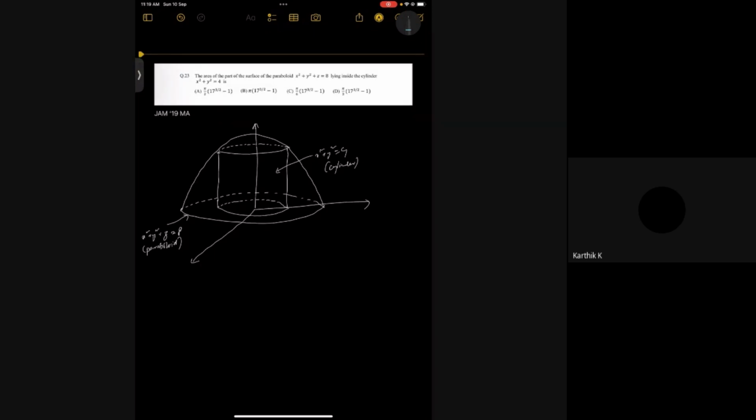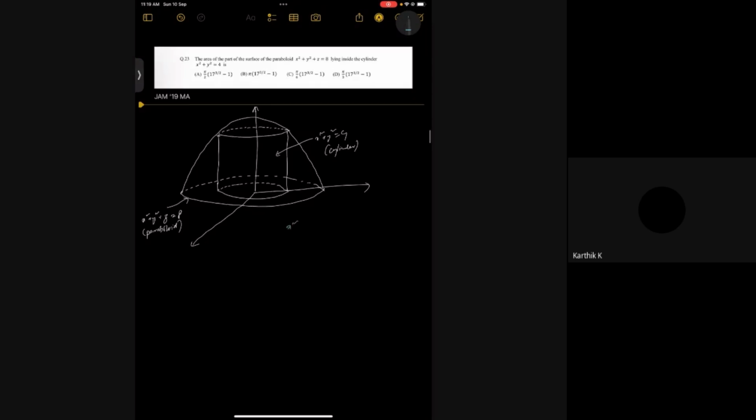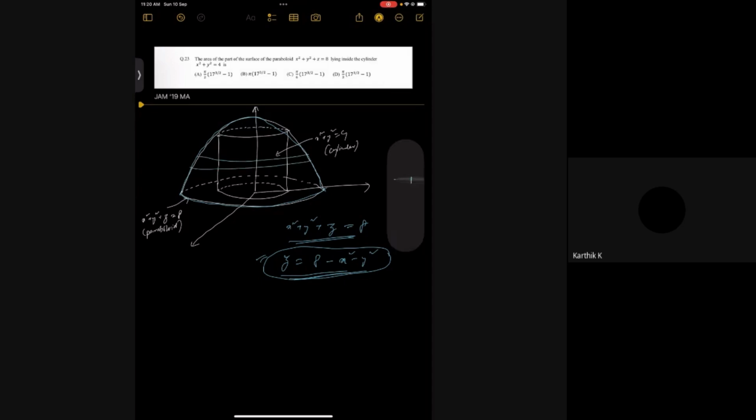So like before, it's a good idea to know what these surfaces look like. So the paraboloid is given to be x squared plus y squared plus z equal to 8. So you can write z as 8 minus x squared minus y squared. Now try to convince yourself that this paraboloid looks like this, what I have drawn here. I haven't made things dense so that it's clean, but actually it's a surface.